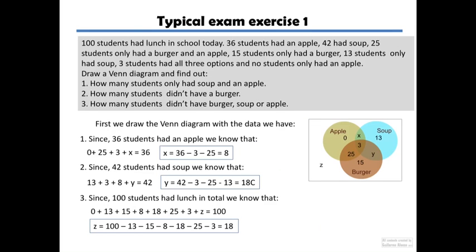Well, here we have a typical exam exercise with students having lunch in school today, and they just tell you a bunch of stuff about what they had to eat and how many had this thing and how many had the other, and you just have to fill up a Venn diagram with it. And once you do that, you can start to figure out what the values they ask you for are.